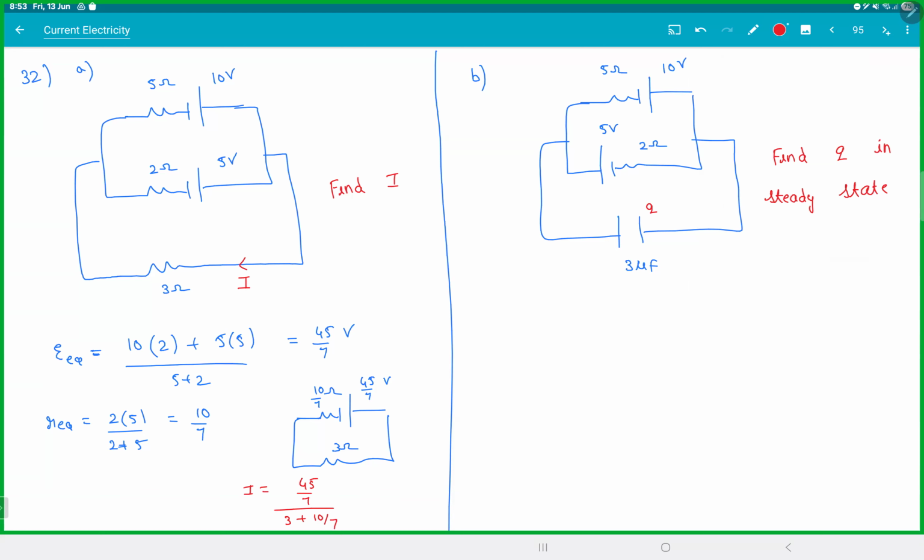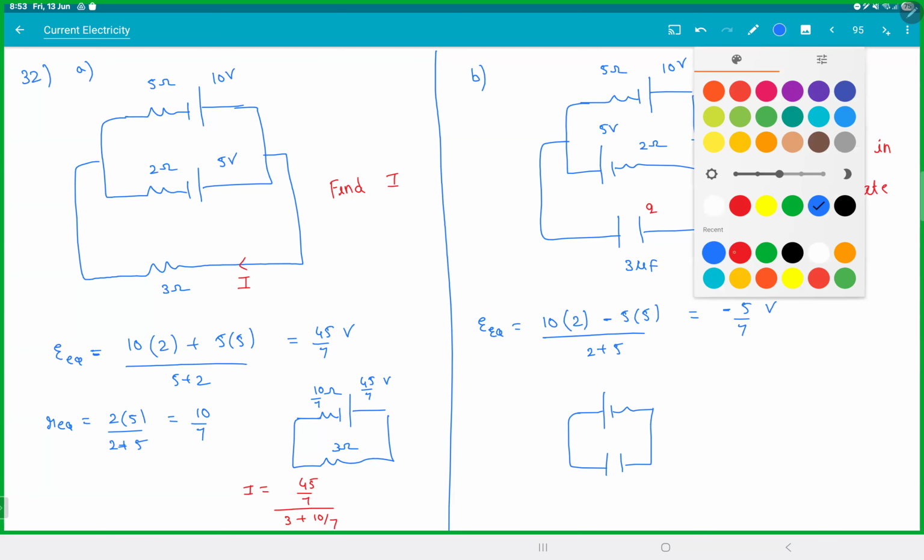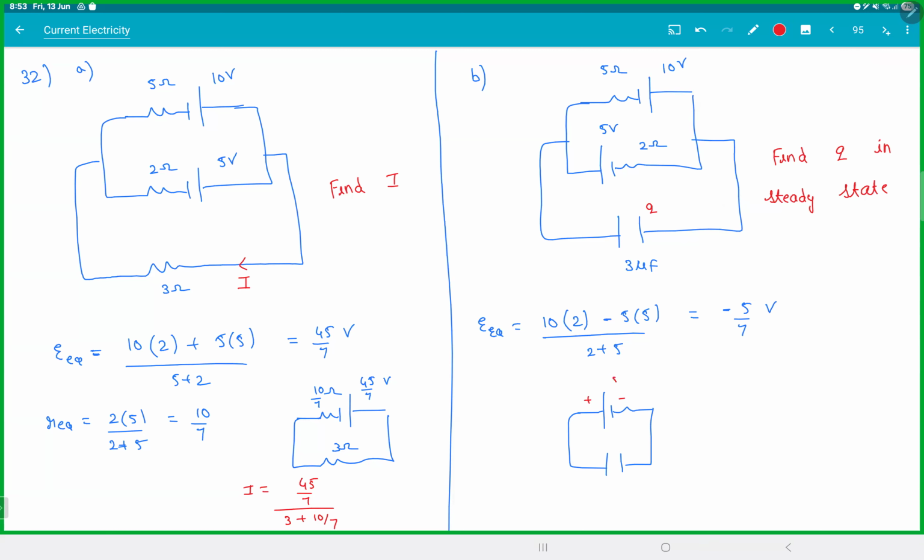Same thing here when I do it for this. Again, I'll assume 10 volt is stronger, so that is 10 into 2 minus 5 into 5. You'll realize you'll get a negative sign. This is minus 5 by 7 volts, meaning 10 is not stronger. It is actually the 5 volt battery which is stronger. So the battery should be drawn like this. So small q is not positive, small q is negative. So this was positive and negative, and this is 5 by 7 volts.